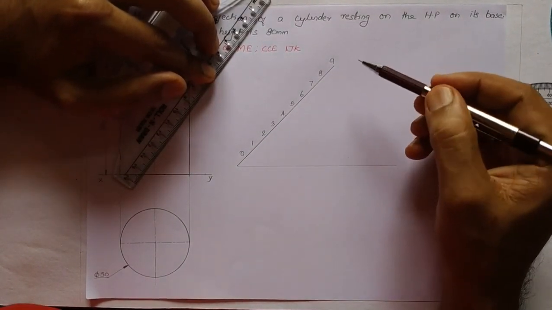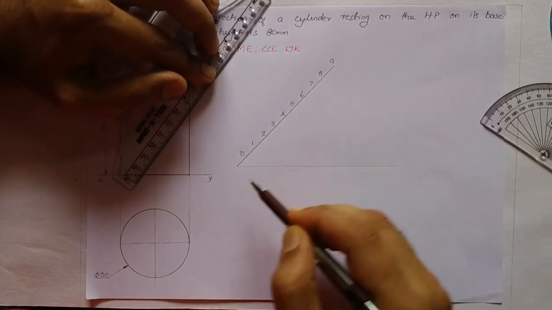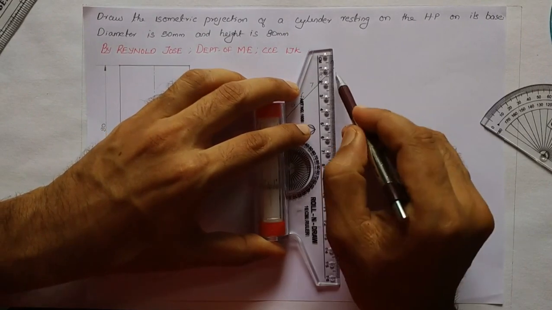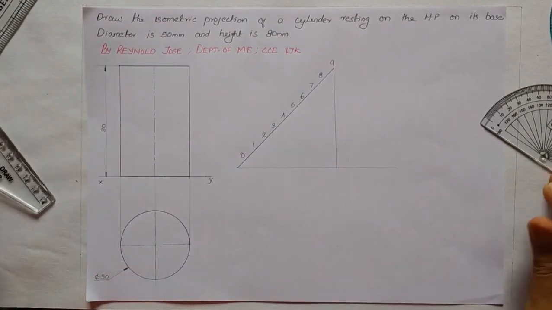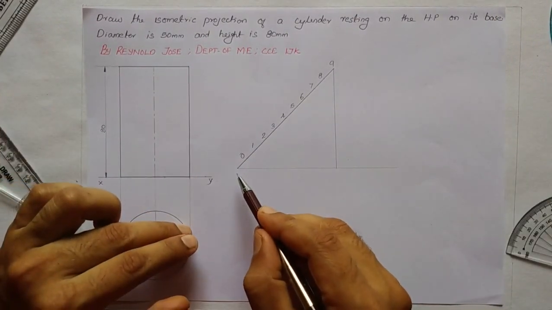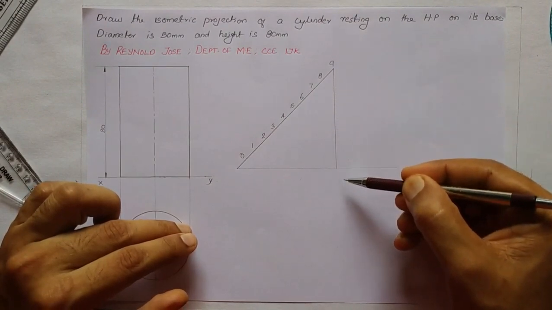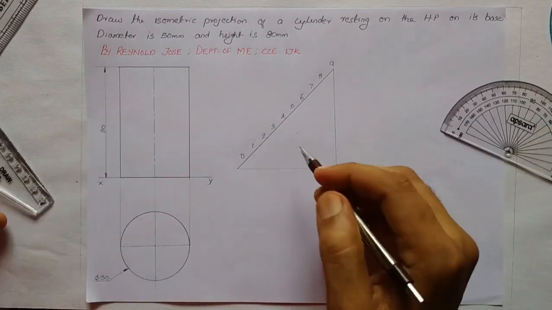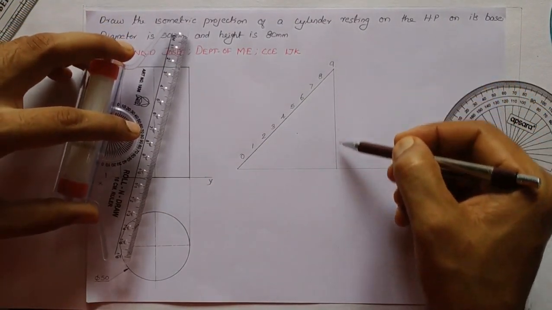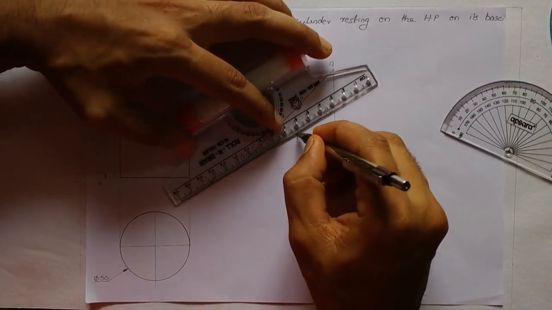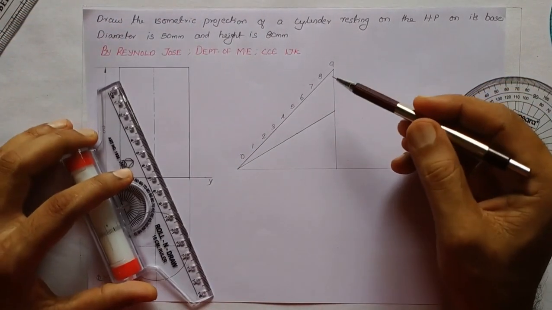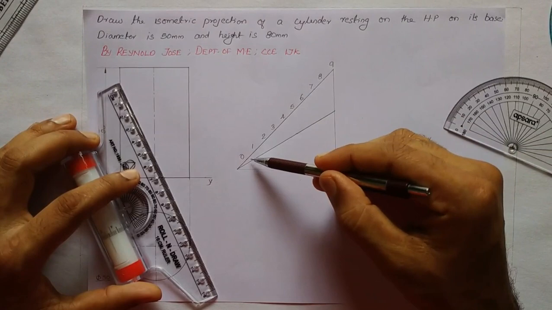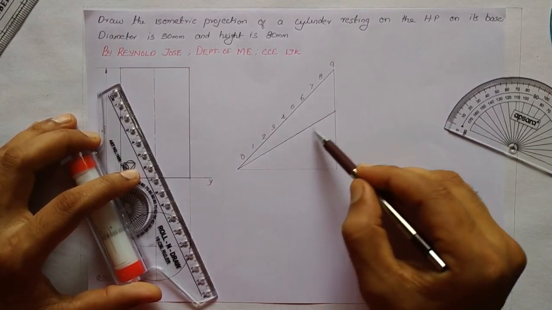Now drop a perpendicular from point 9 to this reference line. Now draw another 30-degree line from the same origin up to this perpendicular that is dropped from point 9. Draw it as a thick line up to this perpendicular. Now draw perpendiculars from 8, 7, 6, 5, 4, 3, 2, 1 and 0 also up to this 30-degree line.